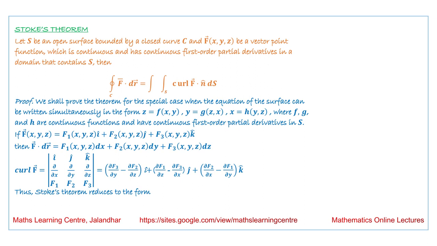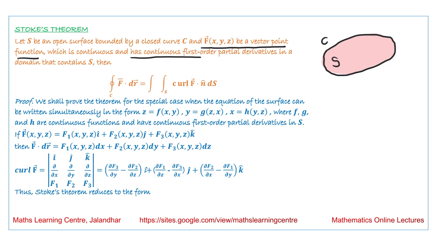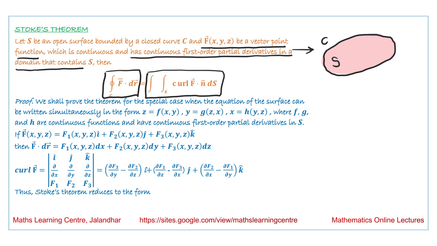So Stokes' theorem states that suppose we have an open surface, and it is bounded by a closed curve C. This is the surface S, and F vector (x, y, z) is a vector point function which is continuous and has continuous first order partial derivatives in a domain that contains S. Then Stokes' theorem states that the line integral of F vector dot dr vector is equal to the double integral of curl of F vector dot n cap dS.